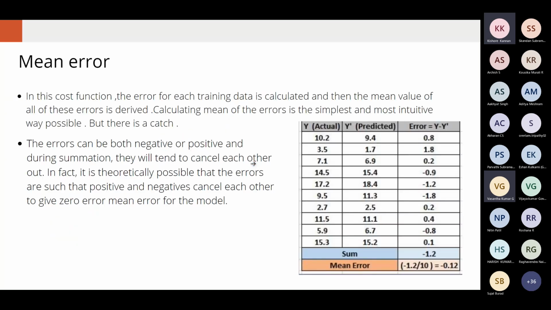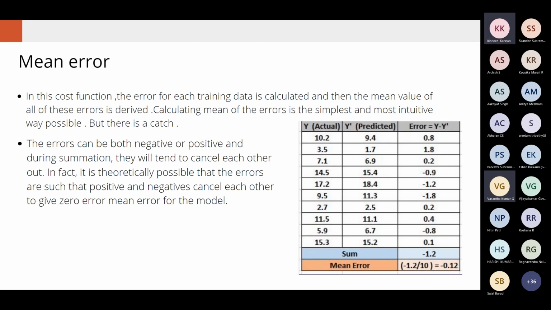Okay, so let's look at mean error. In forward propagation we input data, and then we get some output at the end of the neural network. So now what can we use as a cost function? The first and most intuitive thing that comes to our mind is the mean error. Let's just calculate the errors for each data point and then take the average.